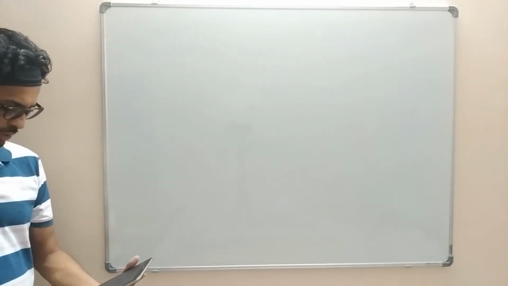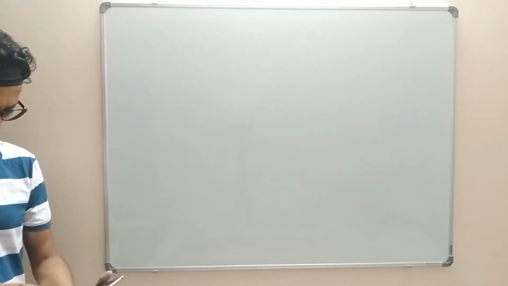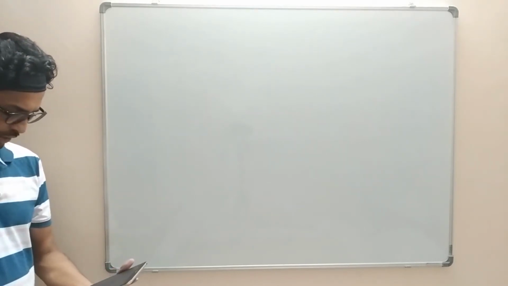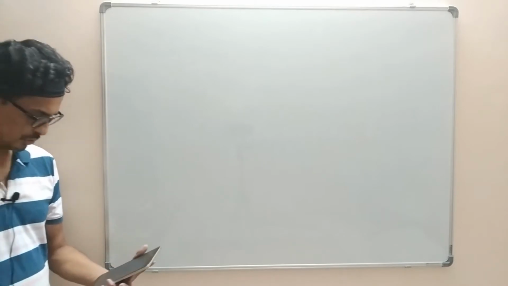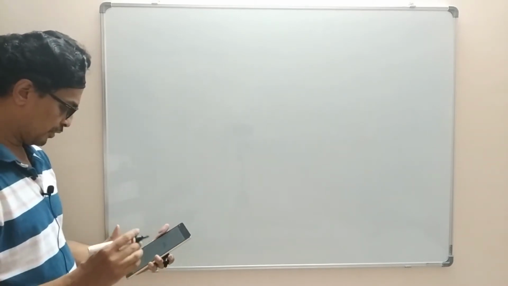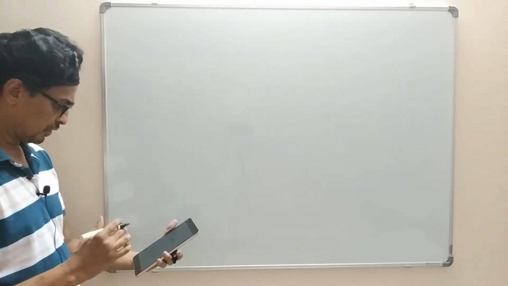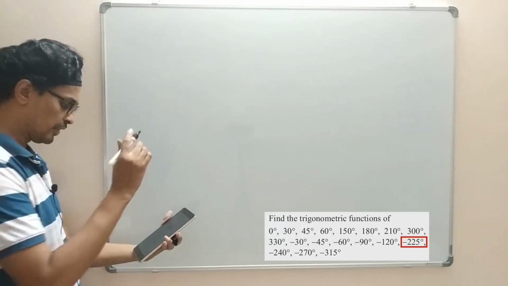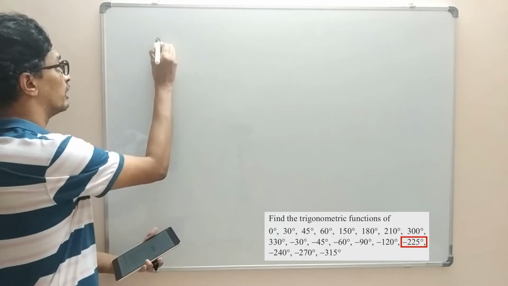So let us do some exercises. Okay. So this is the exercises in page 21. So exercise 2.1. Let me do some of the problems. Let me take the first one. Find the trigonometric functions of the angle theta. Let me take one angle.